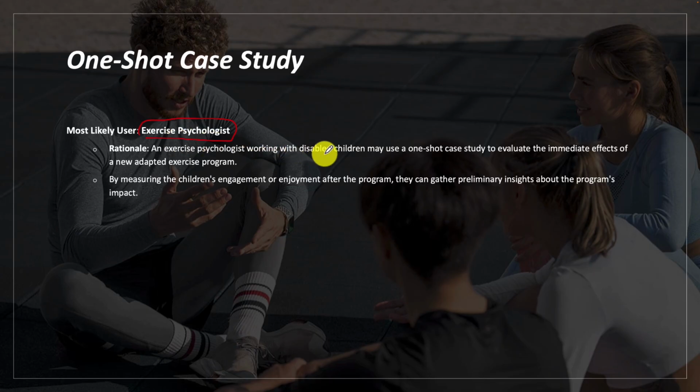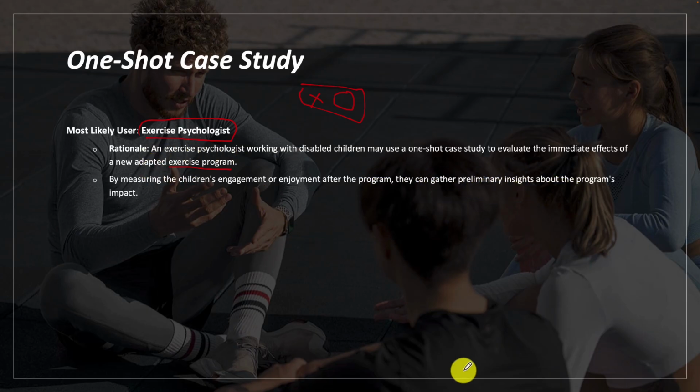Well, if they're working with disabled children, they might use this case study to evaluate an immediate effect of a new adapted exercise program. Let's just say they wanted to see if swimming altered the emotional status of children. That would be a quick one-shot thing, right? By measuring the children's engagement or enjoyment after the program, they can gather preliminary insight about the program's impact.